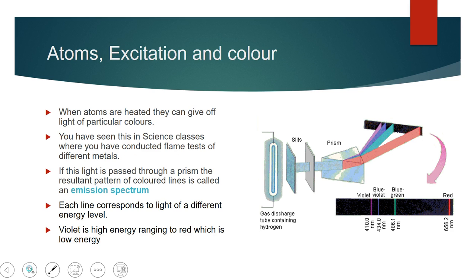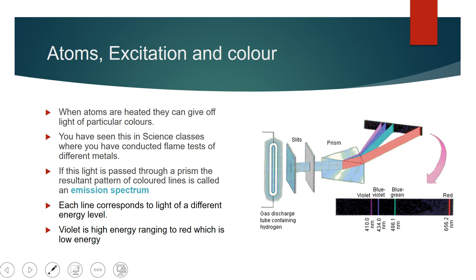So when we talk about atoms and excitation, we're essentially talking about flame colors and the different colors that we see. When we heat atoms, they give off light of particular colors, and this is because the electrons inside the atom get excited. We will actually look at this prac again in one of our classes next week and look at it from the perspective of what we know now in Year 11.